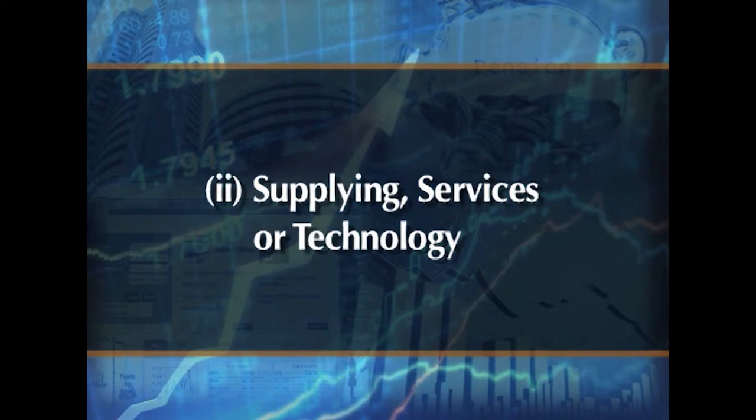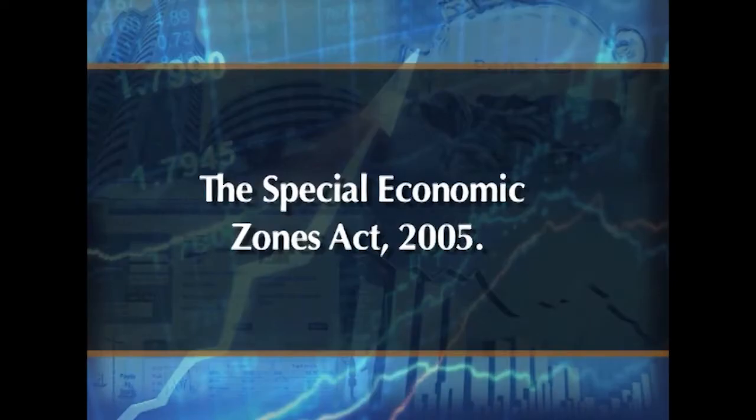2. Supplying services or technology, A. From India into the territory of any other country. B. In India to the service consumer of any other country. C. By a service supplier of India through commercial presence in the territory of any other country. D. By a service supplier of India through presence of Indian natural persons in the territory of any other country. Provided that import and export in relation to the goods, services and technology regarding special economic zone or between two special economic zones shall be governed in accordance with the provisions contained in the Special Economic Zones Act 2005.